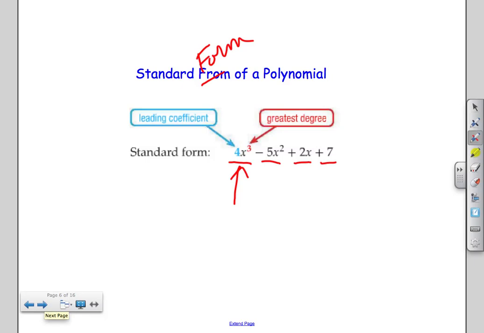All right, and this guy right here, here's your other definition, is called the leading coefficient. So actually not the whole guy. The 4 is the leading coefficient. Right, and 3 is the greatest degree, so it goes first. Okay, so we'll go in descending order. Those are the characteristics of standard form. And that's usually the way you see it written, and that's usually the way we're going to work with it.